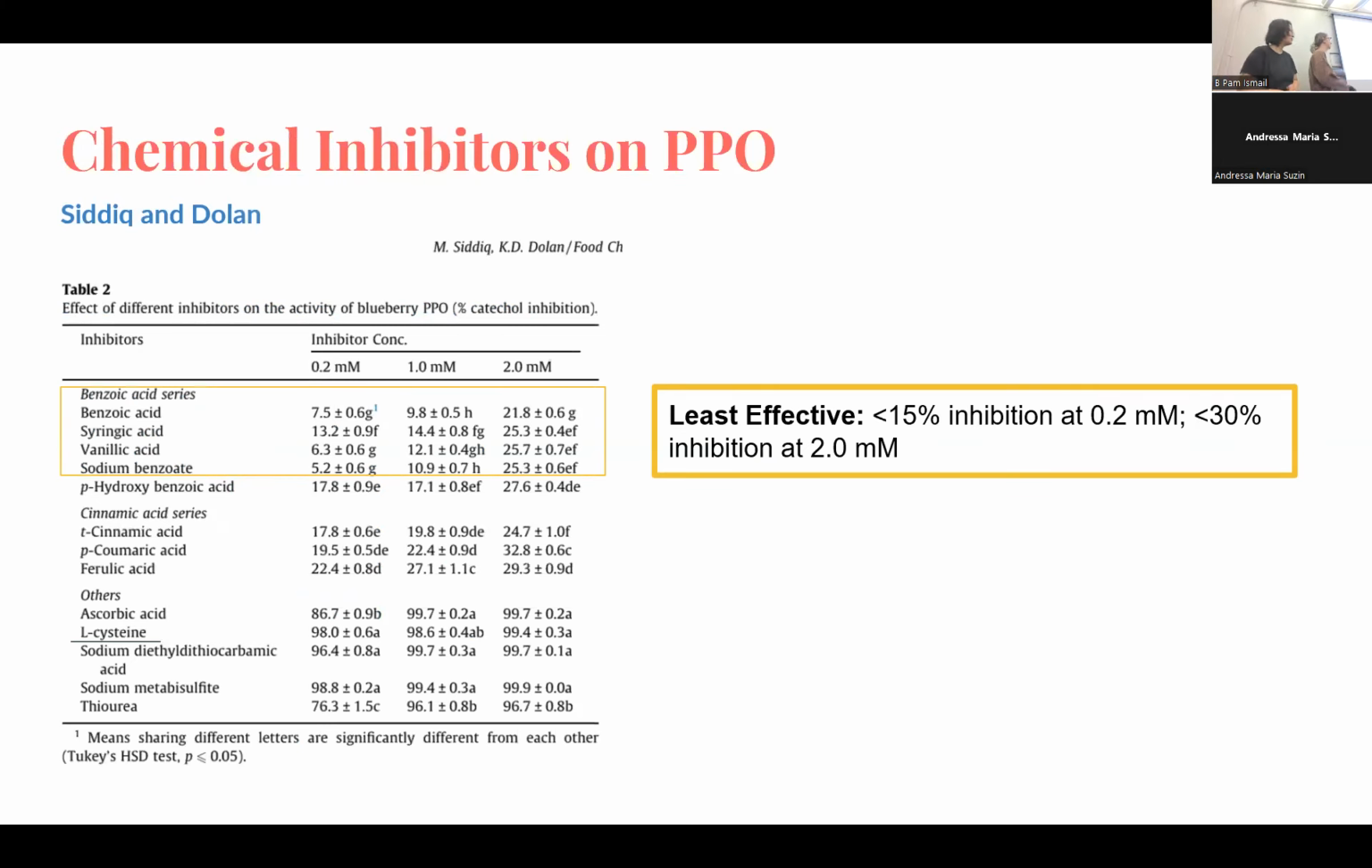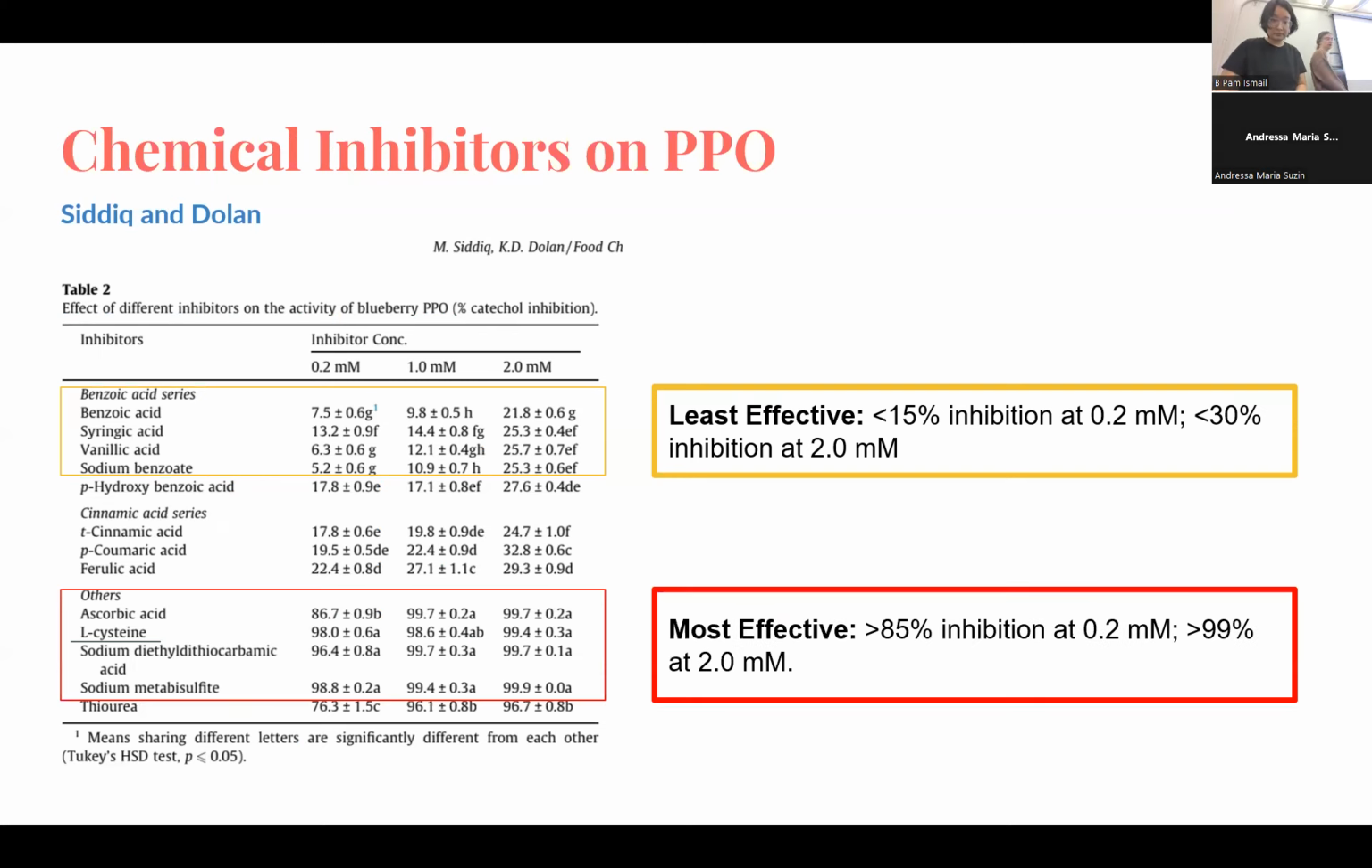They also did chemical inhibition, and they found that the benzoic acid series was the least effective. Even at 2 millimolar, they had less than 30% inhibition. And then they found a couple that were more effective. Even at 0.2 millimolar, they saw over 85% inhibition, and at 2 millimolar, over 99% inhibition. Some examples are ascorbic acid or L-cysteine.